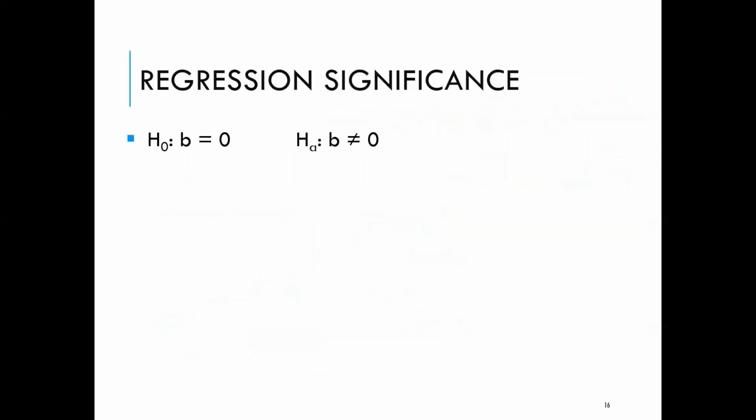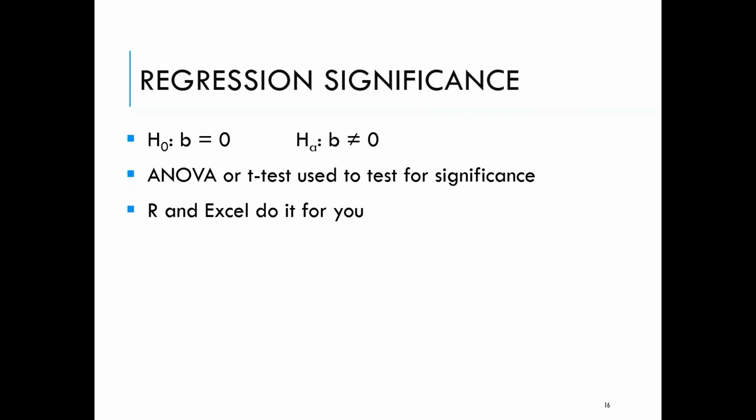Okay, so for significance of regression analysis, we have our hypotheses here. The null hypothesis is that b, or the slope of the regression line, is equal to 0. So like correlation, this would mean that there's no relationship between our two variables. Our alternative hypothesis is that the slope does not equal 0. The slope can be positive or negative, and this would indicate some positive or negative relationship between the two variables. Ultimately, an ANOVA or a t-test is used to test for the significance of these values, but R and Excel do it for you, so we will not be doing those by hand.